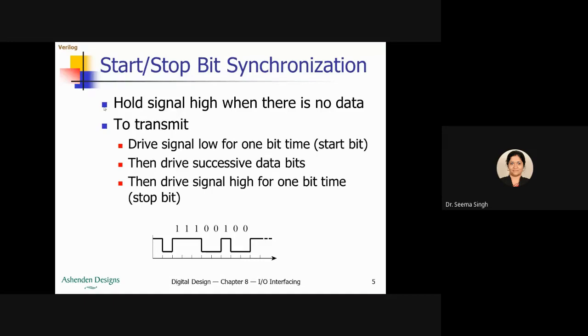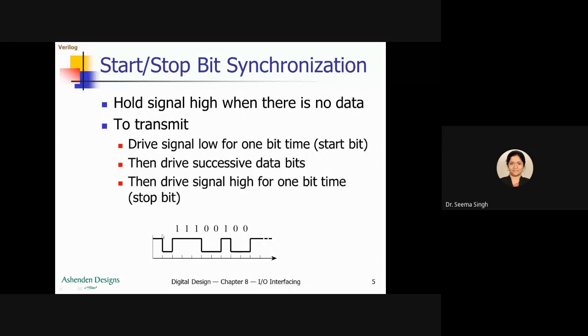Now you can see on the screen what is happening in start stop bit synchronization. It holds the signal high. High means that when there is no data being transmitted, the signal remains high. You can see in this figure that this signal is high, which means there is no data being transmitted. When I am ready for transmission, the start bit is this low bit. So a start bit is sent, that means the signal is driven low for 1 bit time.